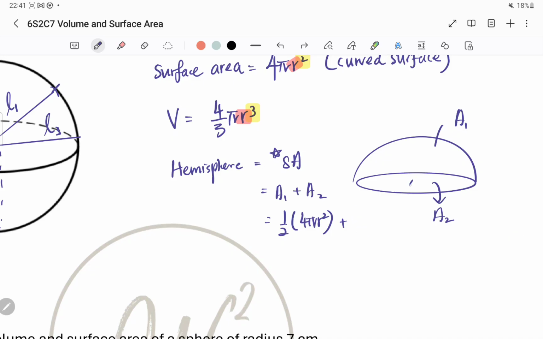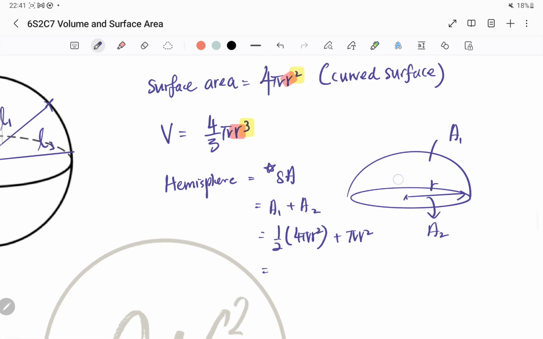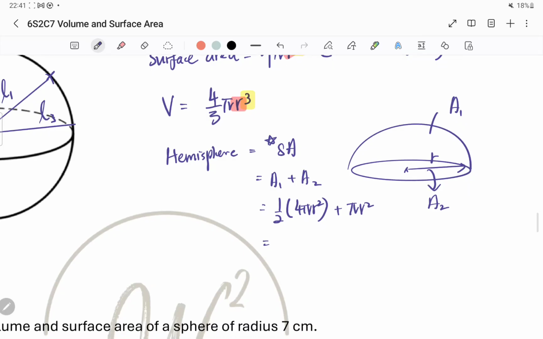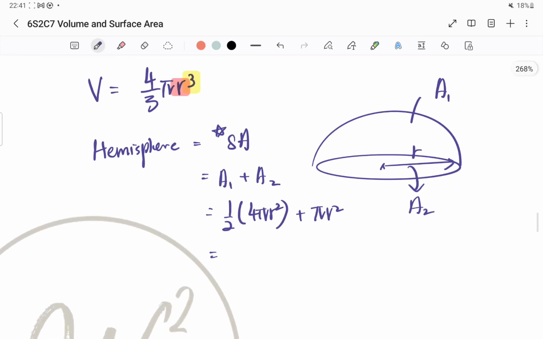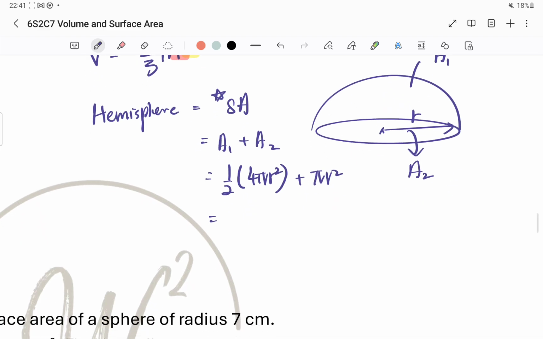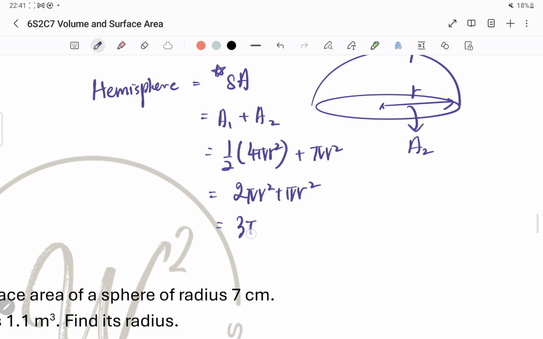But what you need to do is find out what the radius is first. You have the radius already over here. But for your circular base, you need to do pi r square. So be careful, it's not the entire equation times 2. You need to find it separately, because it's the curved surface area plus the circular surface area. So here you should have 2 pi r square plus pi r square, which gives 3 pi r square.